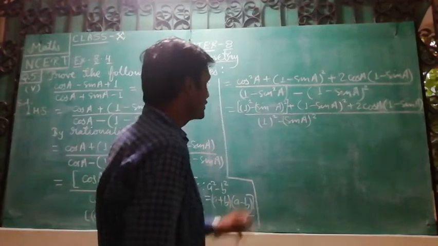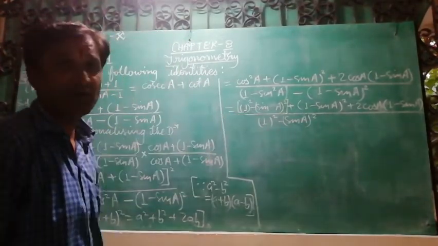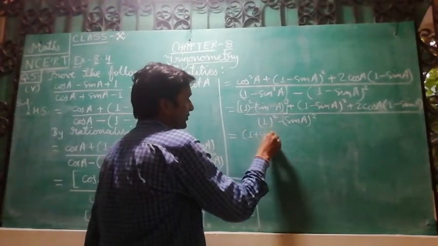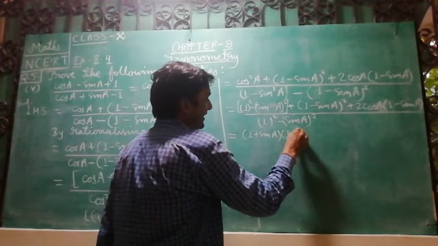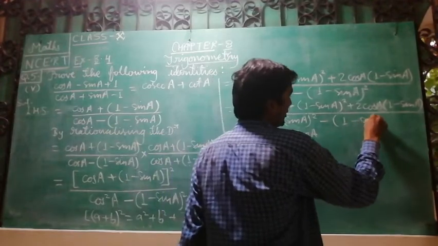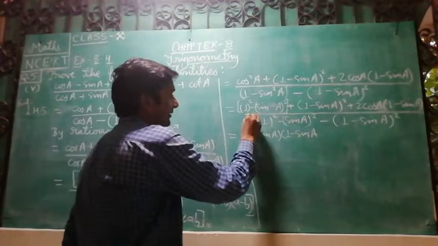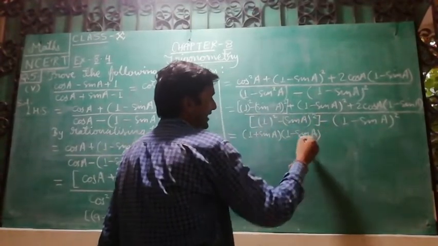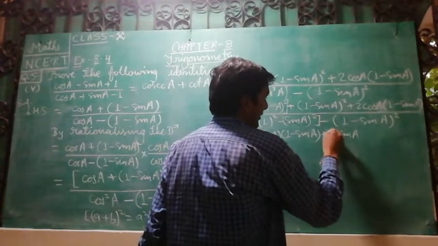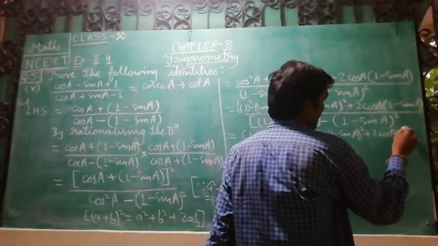So why we are doing so? Because again we are applying here one formula, that is A square minus B square, which is A plus B into A minus B. So it will be 1 plus sin A into 1 minus sin A. And here it is negative, 1 minus sin A whole square is also there in denominator with this. So 1 plus sin A into 1 minus sin A plus 1 minus sin A whole square. And afterwards last term will be 2 cos A into 1 minus sin A.